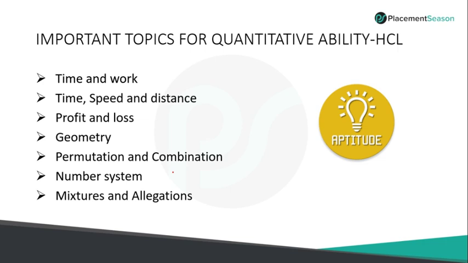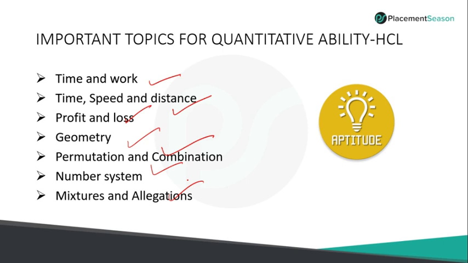Here I am listing the important topics in the quantitative ability part. The topics are as follows: time and work, time, speed and distance, profit and loss, geometry, permutation and combination, number system, and mixture and alligation. Learn each and every topic very carefully. Start from the basics, do all your practice, then every question will be a cakewalk for you.